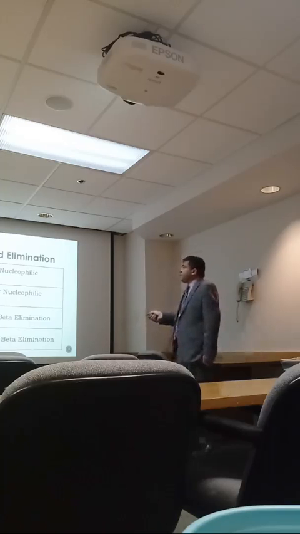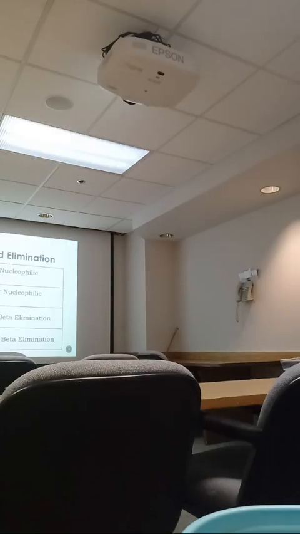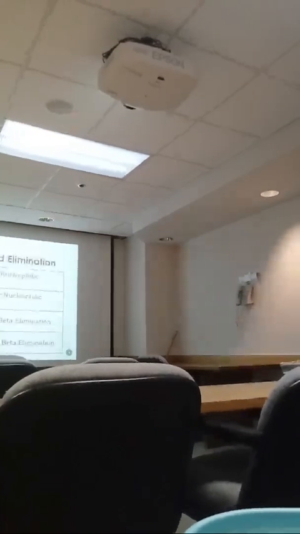What is the difference between bimolecular and unimolecular? Bimolecular basically means that it is a 2-in-1 process, a 2-in-1 step, which means two reactions happen in the same step. That's why we call it 2-in-1. But as you go to unimolecular, it means one step at a time.